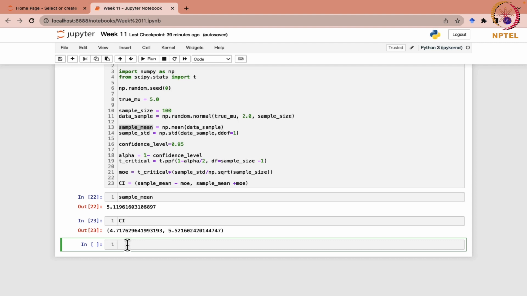Now let us begin with the confidence interval for population variance.